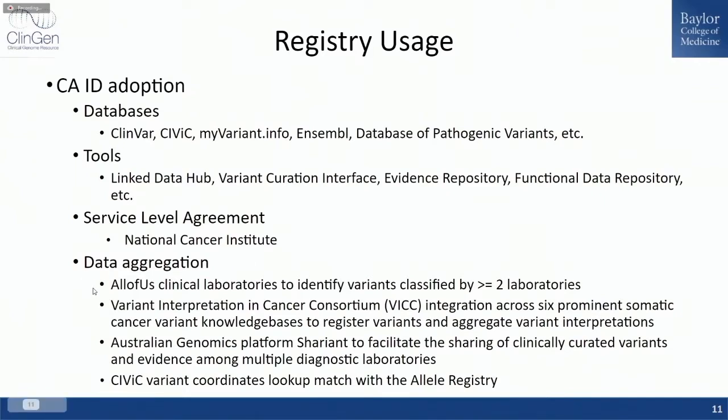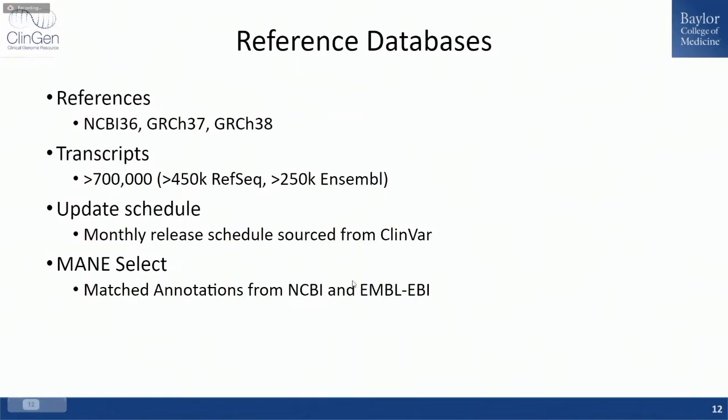All of Us clinical laboratories identify variants classified by more than 2 laboratories, so they can have the different versions of transcripts and so forth that allow them to have one naming convention to identify the same variants. The VICC, the Variant Interpretation for Cancer Consortium, integration across 6 prominent somatic cancer variant knowledge bases, to register variants and aggregate these variant interpretations. The Australian Genomics platform, Shariant, also uses this, as well as CIViC, which uses coordinate lookup matchup with Allele Registry to see if they've observed something before.